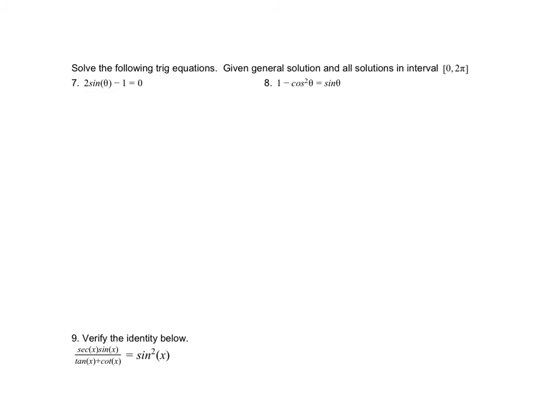So the next couple will talk about some trig equations. Remember, our goal is to get the trig value by itself, and then we'll try to use our unit circle to find the value. So for this first one, I can simply get the sine by itself by adding 1 to both sides and then dividing by 2. So we're trying to find the answers in the interval 0 to 2 pi.